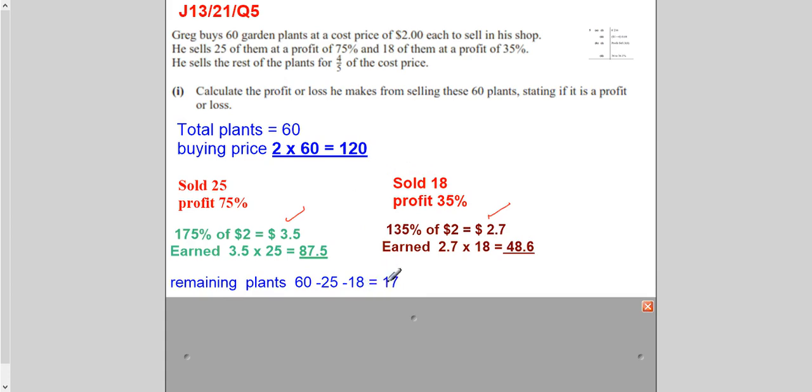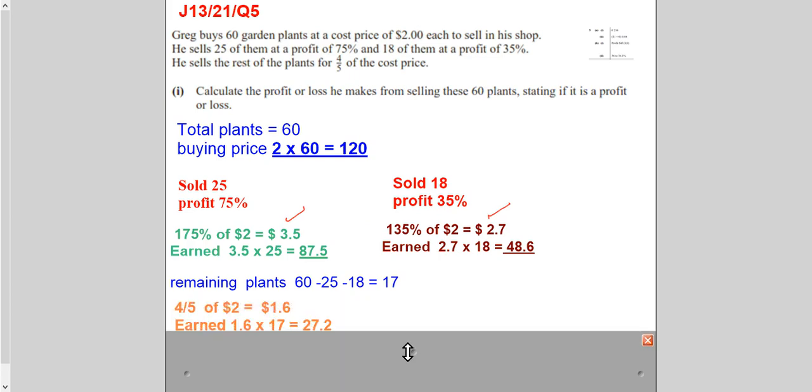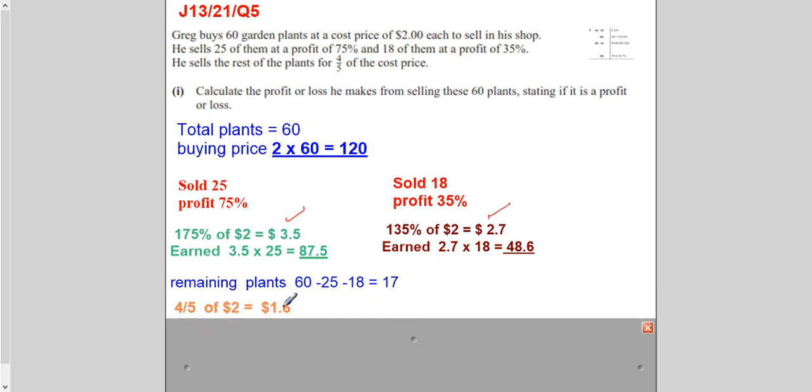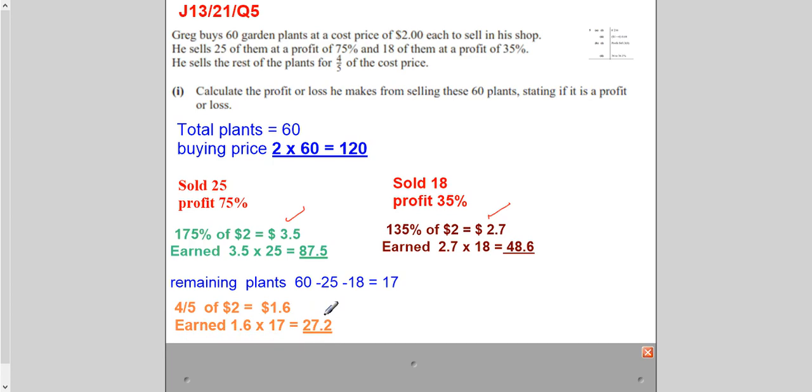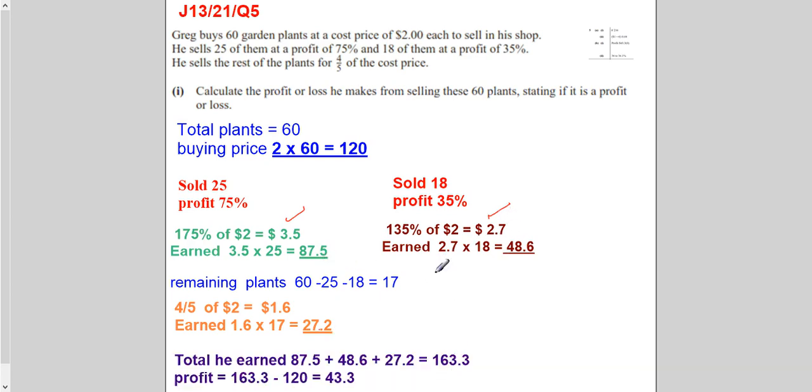So we need to know the new price at which he's selling each one of them out of these 17. So it is written 4/5 of the cost price. So let's calculate what is 4/5 of $2. So 4/5 of $2 is 1.6. So 17 plants, each one he's selling at $1.6. So he received altogether 27.2. So if you add up these three amounts, which I have underlined here, you will know how much he got at the end, right?